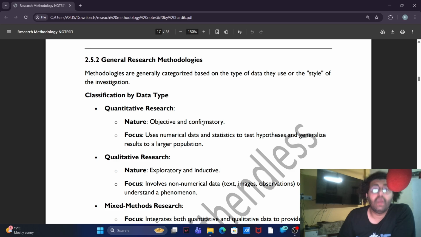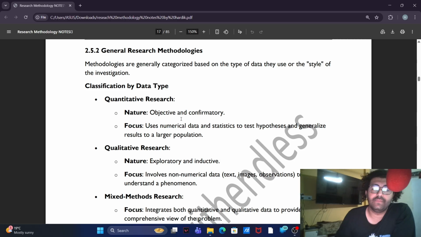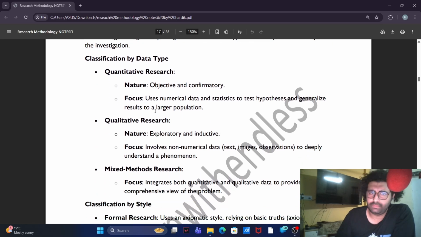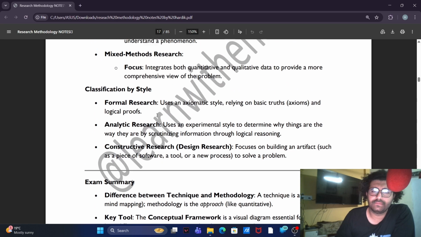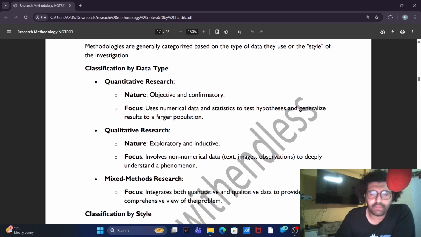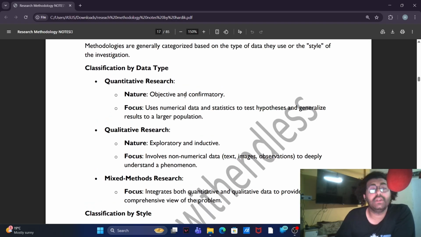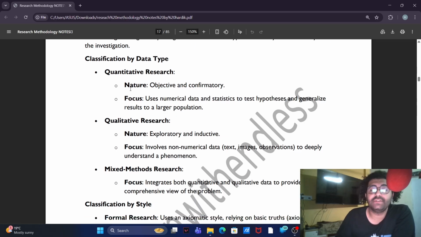Next topic: journal research methodology. The methodologies are generally characterized based on the type of data they use or the style of the investigation. These are basically divided into data type and style. Let's discuss them in detail one by one. Classification by data type. It is further divided into three types, as we have discussed earlier: quantitative research, qualitative research, and mixed methods research.